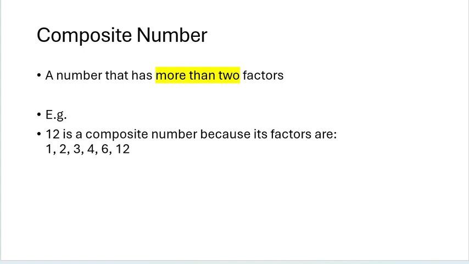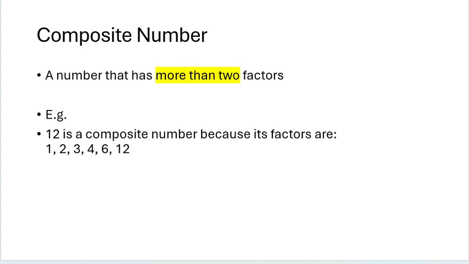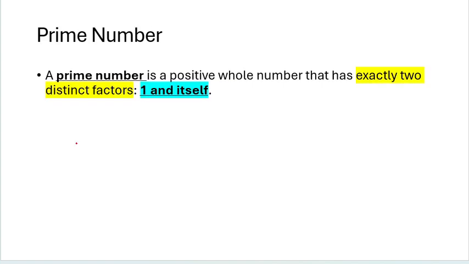A composite number is a number that has more than two factors. So pretty much the opposite of a prime number. An example that you could say is 12 here. The reason why 12 is a composite number is because if you list out all of its factors, there's a lot. So hence why it's a composite number. For a prime number, an example would be 3, where its factors are just 1 and 3. Or you could do 17. You have 1 and 17. That's about it.